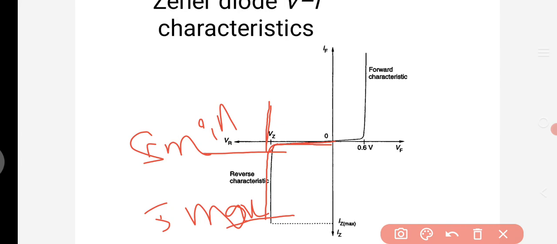But when the Zener diode is connected in forward bias, the characteristics are just like the PN junction diode characteristics. That means as we increase the voltage, the current also increases. That is the forward bias characteristic of a Zener diode.